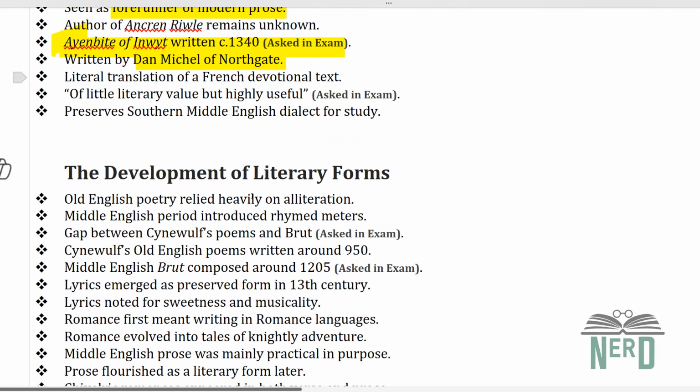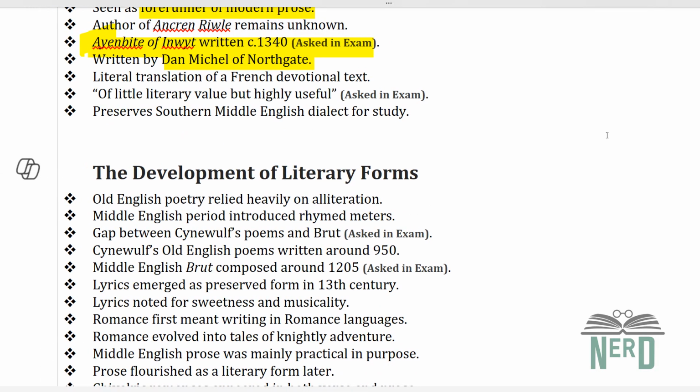As we move from Old English into Middle English, one of the most exciting things to notice is how literary forms themselves developed and transformed. Let's begin with poetry. In Old English, poetry relied on heavy alliteration, but by the Middle English period, this changed. We see the rise of the modern system of rhymed meters, which gradually replaced the old alliterative verse.